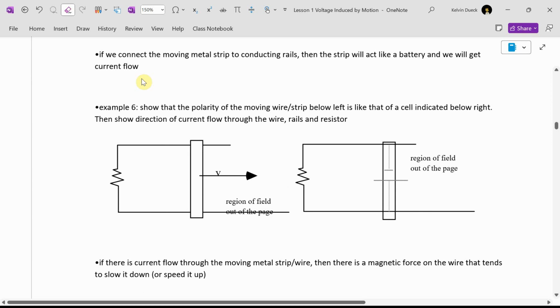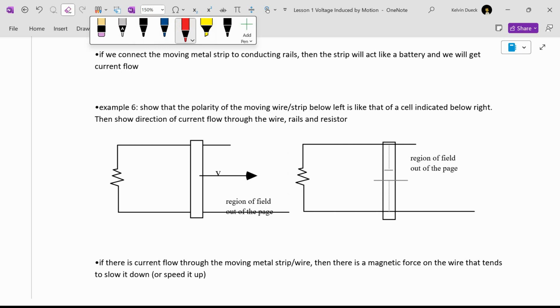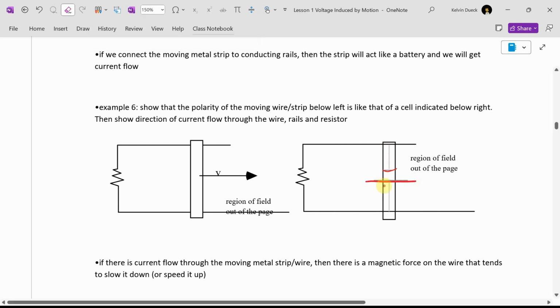So how could we actually make this a battery? Well, instead of just moving the rod through the air, let's slide it along conducting wires, because then we'll actually get a circuit. So it says if we connect the moving metal strip to conducting rails, then the strip will act like a battery, we'll get a current flow. Example 6 says, show that the polarity of the moving strip is like the cell indicated on the right. So they want us to show that the left-hand picture will be the same as a battery with current going in the clockwise direction.